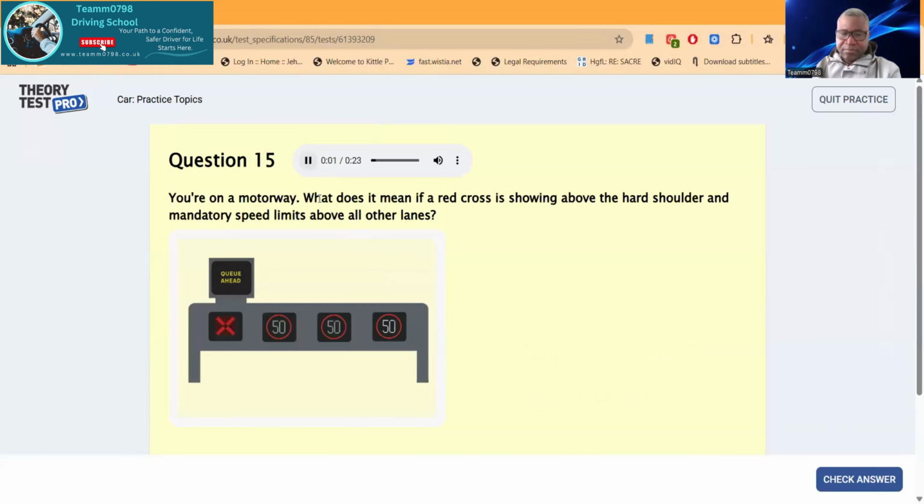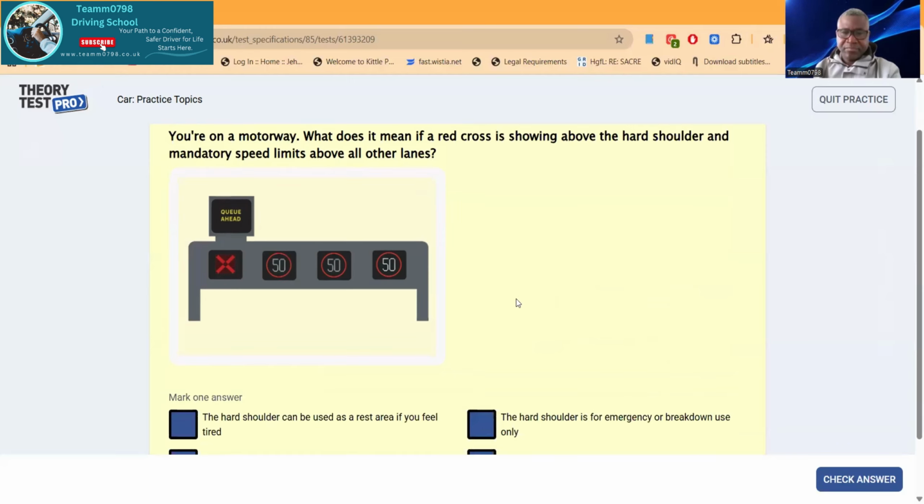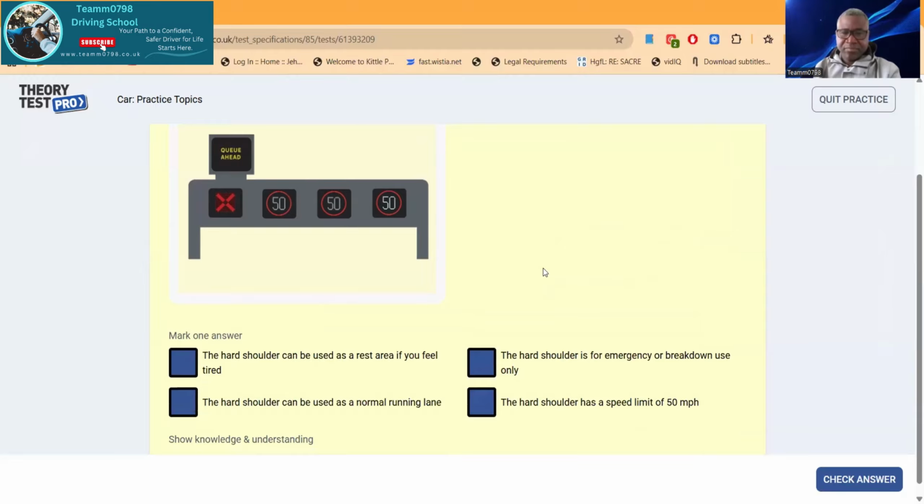You're on a motorway. What does it mean if a red cross is showing above the hard shoulder and mandatory speed limits above all other lanes? The hard shoulder can be used as a rest area if you feel tired. The hard shoulder is for emergency or breakdown use only. The hard shoulder can be used as a normal running lane. The hard shoulder has a speed limit of 50 miles per hour. There's a cross over the hard shoulder, so the hard shoulder is for emergency only.